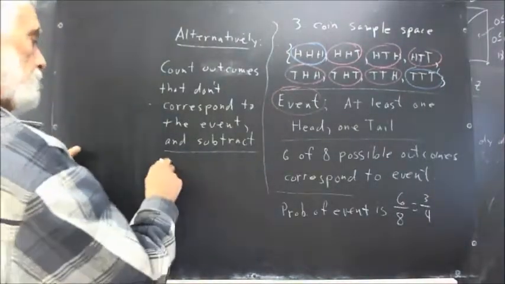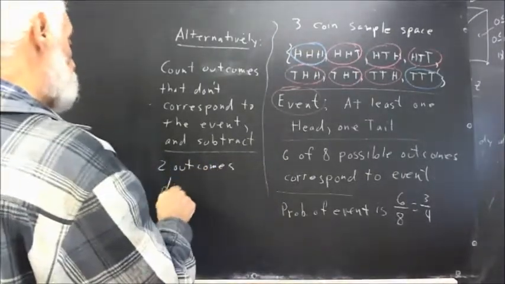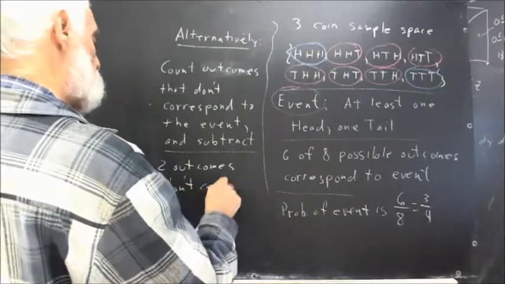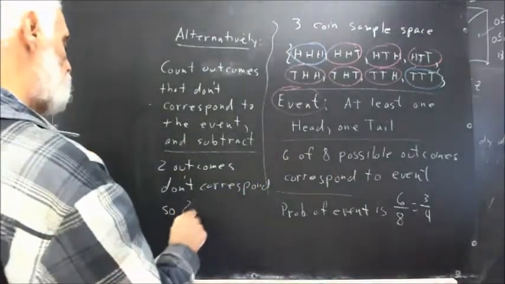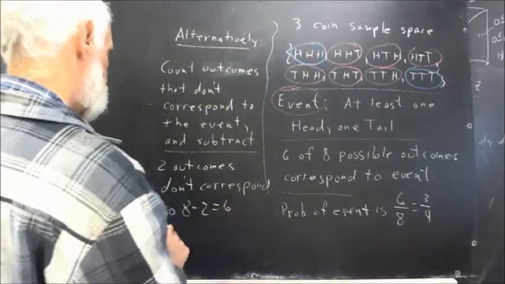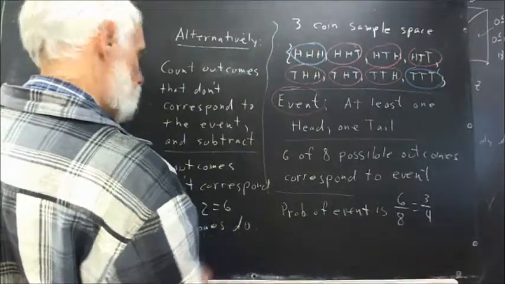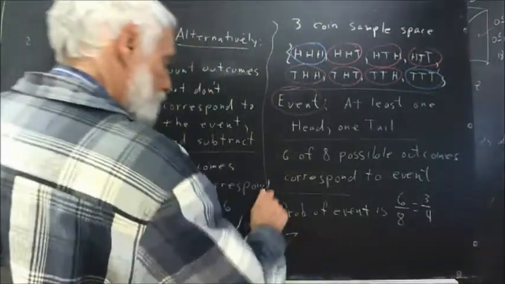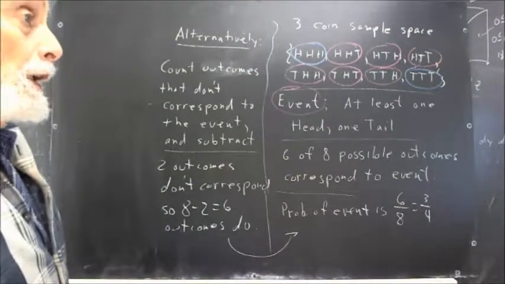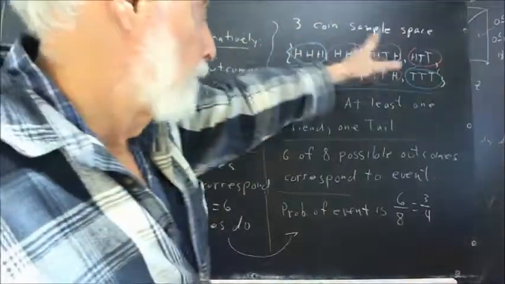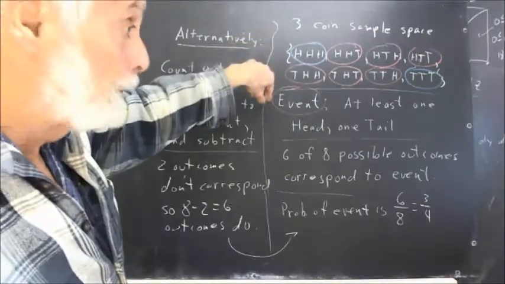Okay, so we get 2 outcomes don't correspond. So 8 minus 2 equals 6 outcomes do. And that, again, leads us to the same conclusion about the probability of the event. When you have only 8 possible outcomes, it's easy enough to count the ones that correspond to an event.